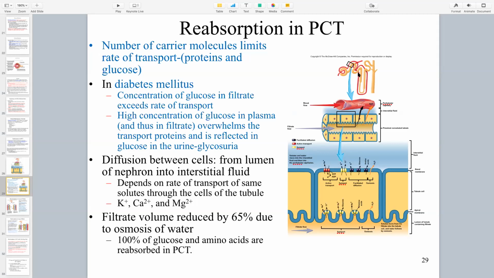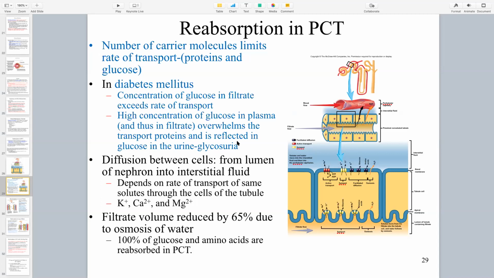If your blood glucose level is in the 200 range, that's too high. You overwhelm the sodium glucose cotransporters, you just don't have enough. Because of that, glucose stays in the filtrate all the way through. And now we have glycosuria.